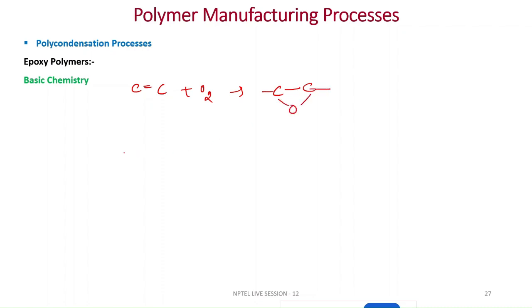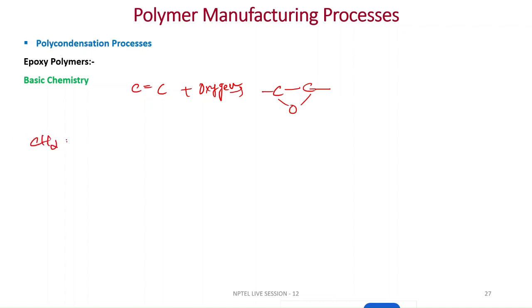The oxygen transfer agent can be of any form. I should not just write oxygen; there should be an oxygen transferring agent. It can be hydrogen peroxide or chlorohydrin. The latter gives the epichlorohydrin.